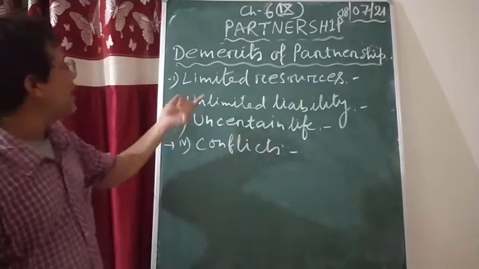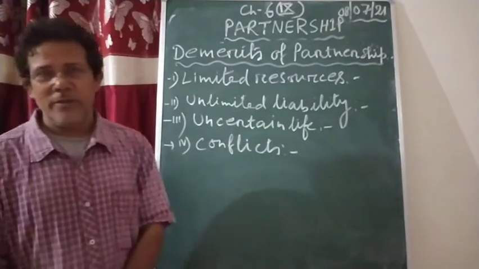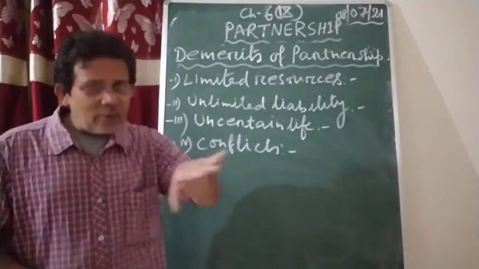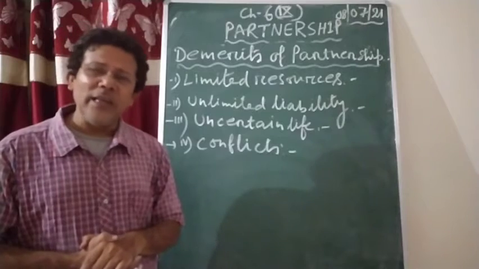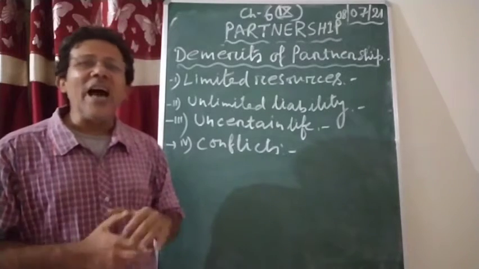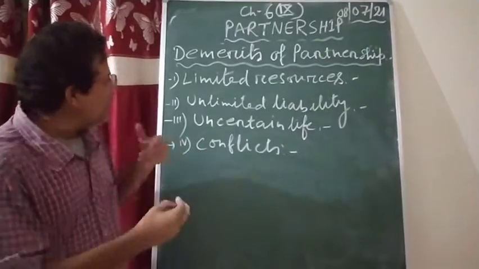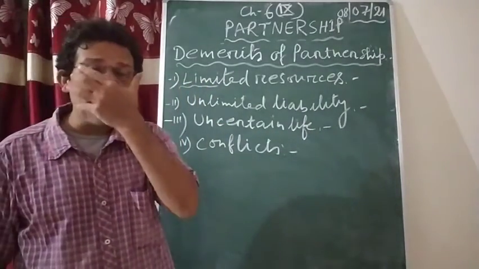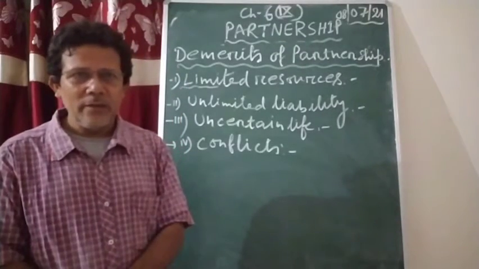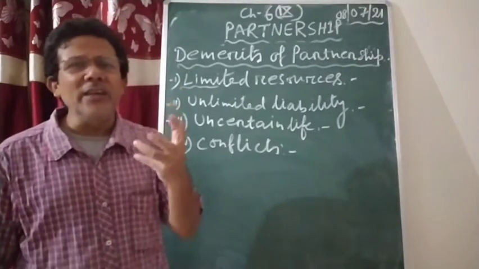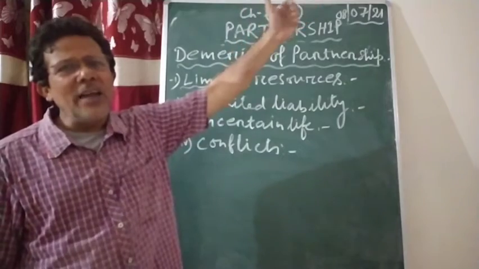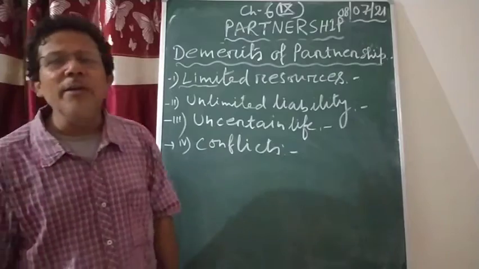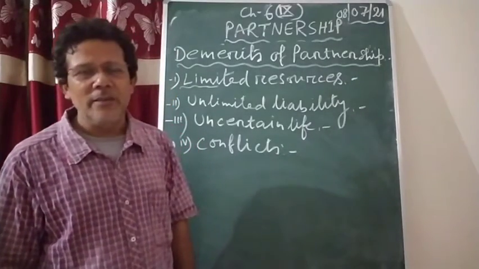The point number one, limited resources. So you may say, sir, when you discussed the merits, you said there are large capital resources, and here you are talking about limited resources. Here you are talking about the resources, meaning the capital resources. How is it possible? On one side you are saying large capital resources when you talk about the merits, and here you are talking about limited resources when you are talking about the demerits.